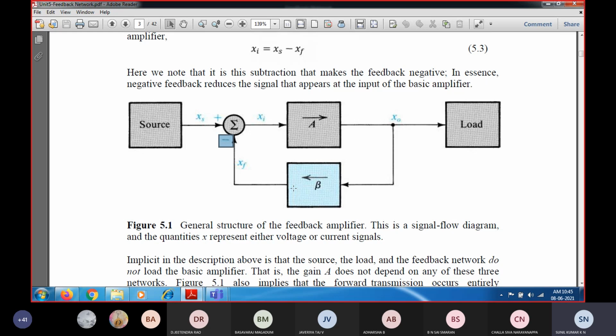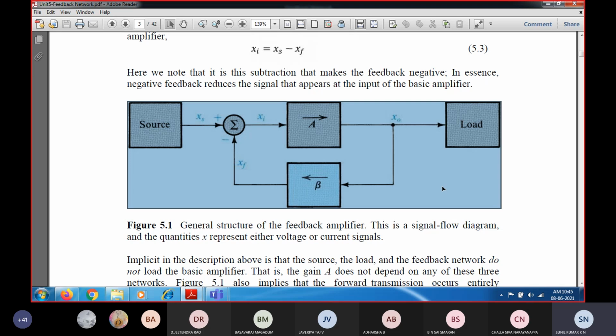Suppose it is a positive feedback, the same general flow diagram would be there. The same general feedback structure would be there, only thing is that it has a plus. So the input signal source will be added with the feedback signal. If the feedback signal is added, then obviously Xi will be increased, and this increase will increase the amplitude, and hence the feedback structure results in positive feedback. Whereas here the feedback is subtracting from the signal source, hence it is called negative feedback. If the feedback signal adds with the source signal, then it is called positive feedback.